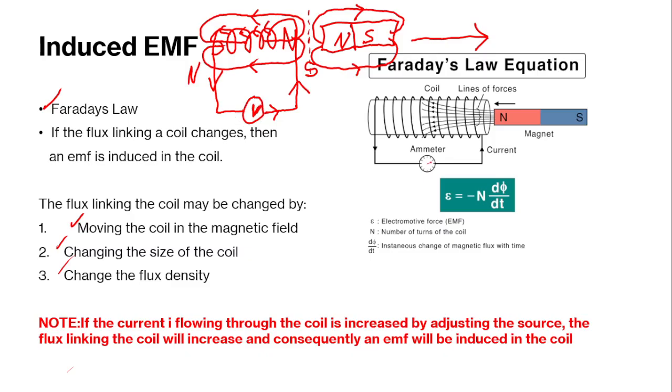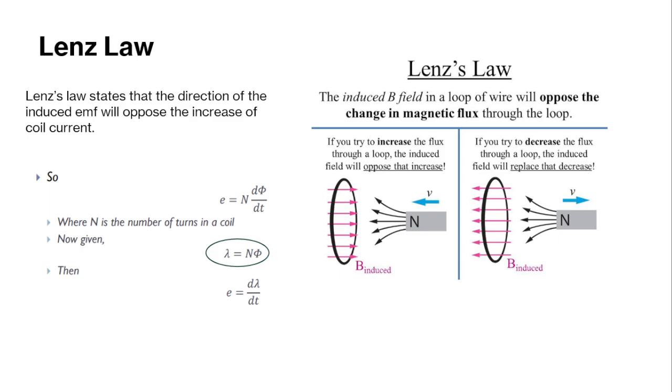Now going into induction. So mutual induction works like this: you basically have one coil with a magnetic field, and you put an AC voltage in the coil, so that will cause a change in magnetic field. When that changing magnetic field cuts another coil, it will then induce a current. There's also self induction. This is basically Lenz's law: the direction of the induced EMF will oppose the increase of the coil current. And this here is Faraday's law. Lambda is flux linkage, right? So as the flux linkage changes, it will induce an EMF.